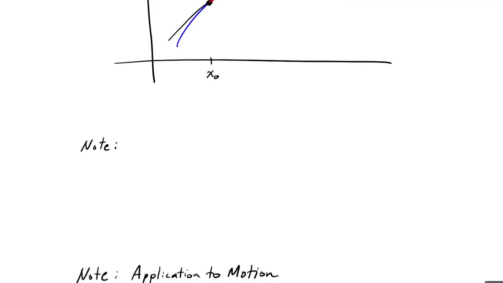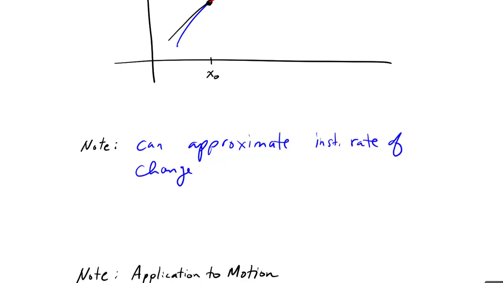What we could do is use other points on the curve and use secant lines, maybe ones that get closer and closer, and they seem to be approaching the slope of that tangent line, but not exactly. It's just an approximation. So we can approximate instantaneous rate of change using secant lines, which are just average rate of change. Okay, so there must be some connection, and the connection is going to come through limits.